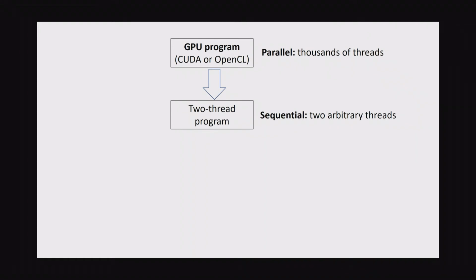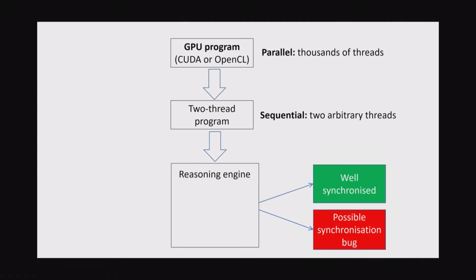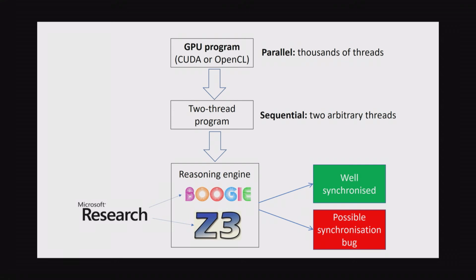So what GPU Verify does then is it takes this original program, run by thousands of threads, collapses it down to this 2-thread program, and feeds this into a reasoning engine, and the reasoning engine makes the final decision on correctness. And the reasoning engine is built from 2 components that came from Microsoft Research: Boogie, which is a verification tool, and Z3, which is a theorem prover. And the collapsing down to 2 threads piggybacks on top of a compiler framework called Clang that's been contributed.